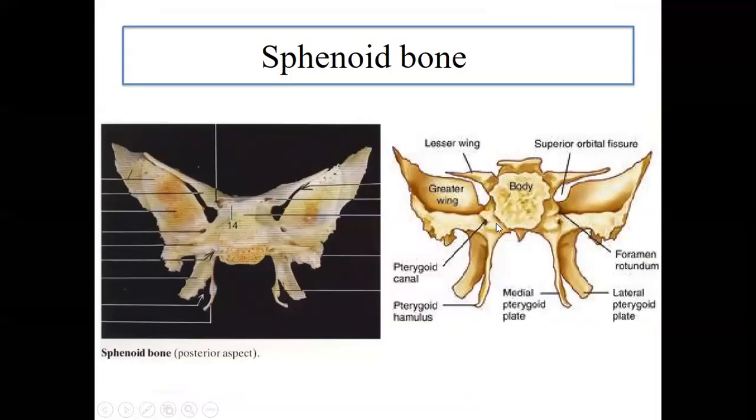Okay, you can see here, this is more clear. Whenever you see from the posterior aspect, you can see the body more clearly. So we have the lesser wing, we have the greater wing here. And then you can see here the opening, the superior orbital fissure. And we have the pterygoid hamulus. And then we have the pterygoid canal, and we have the lateral pterygoid plate and medial pterygoid plate.